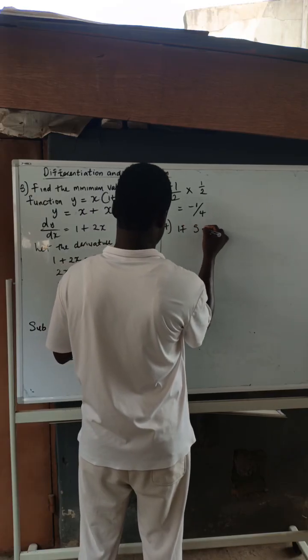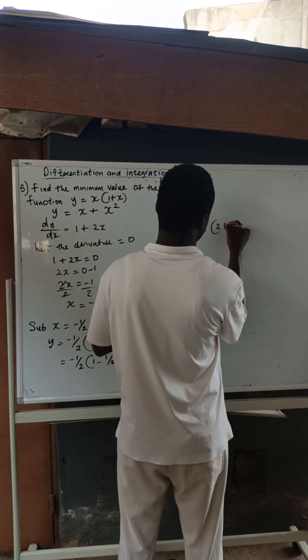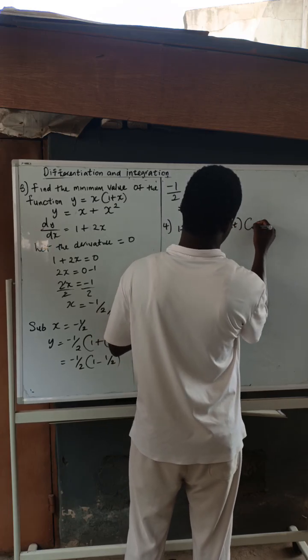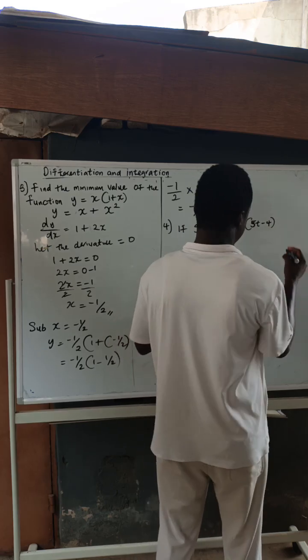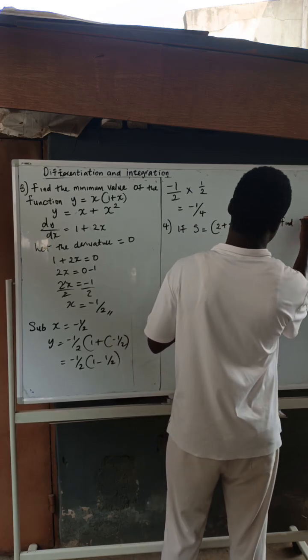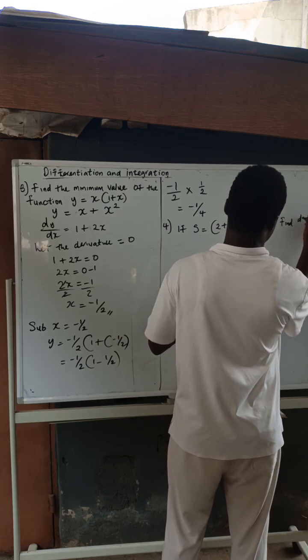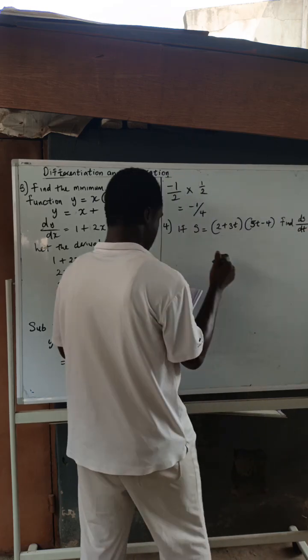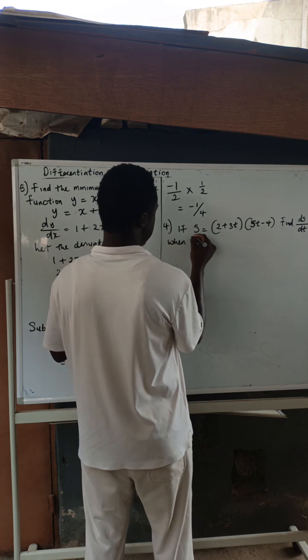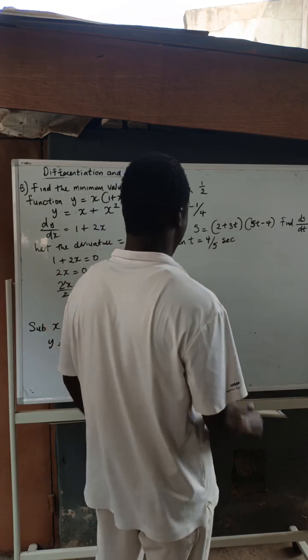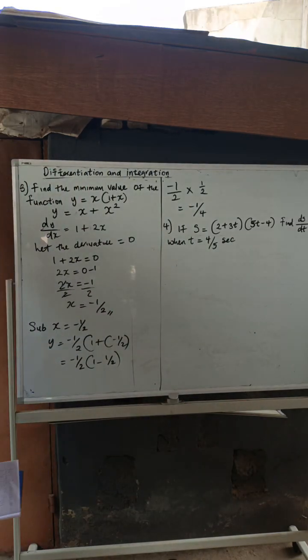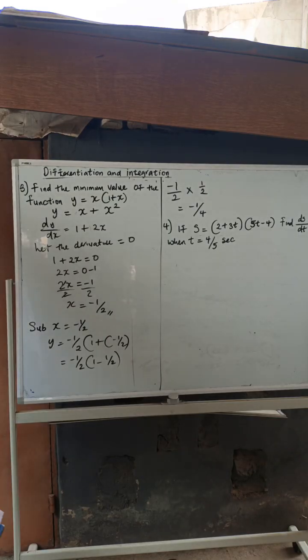If s is equals to (2 plus 3t)(5t minus 4), find ds over dt when t is equals to 4 over 5 seconds. Now, this question actually looks skeptical, but it's not. It's actually very easy. If you have been following me, you understand it's very easy.